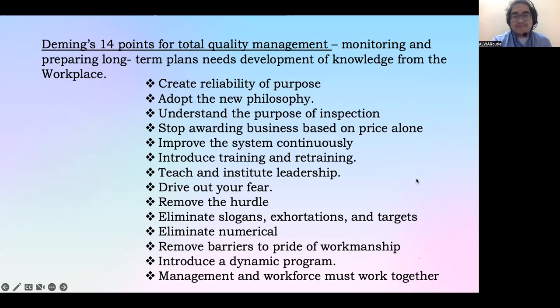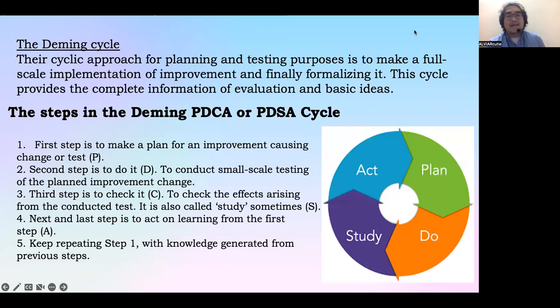So next, the Deming cycle. Deming cycle naman is a cyclic approach for planning and testing purposes to make a full-scale implementation of improvement. And finally, formalizing it. This cycle provides the complete formation of evaluation and basic ideas. So may steps din sa Deming cycle. If you're familiar with this one, the PDSA or PDCA, first step is to make a plan, your P, for improvement causing changes or tests.